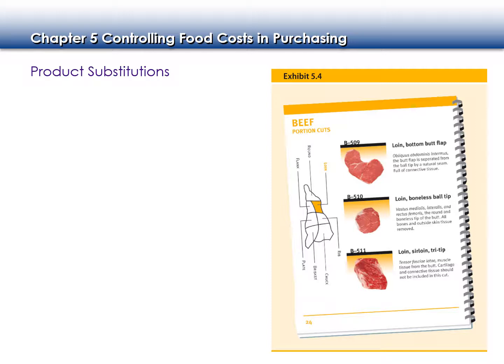There's nothing wrong with Tito's. It's just we can't always afford Grey Goose and Fleming's. But we want to know, is this product an appropriate substitution?